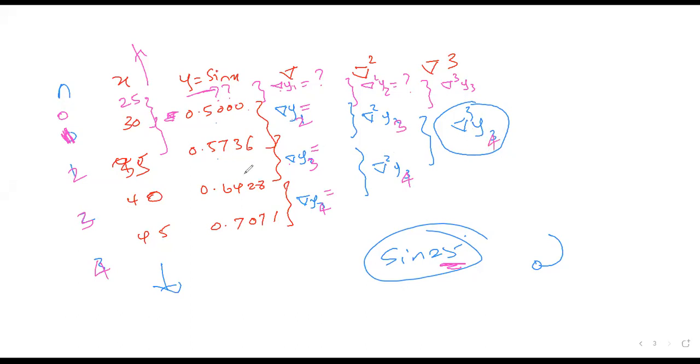Can you answer me the values? So they are asking you to use the table, so that's why we are waiting. Otherwise, we can put sin 25 in a calculator, no? So can you answer me these values? Δy2, so 0.5736 minus this one.